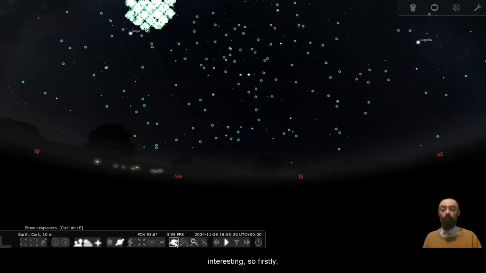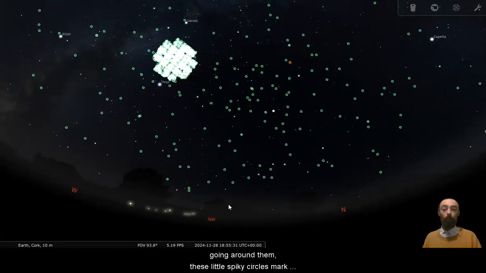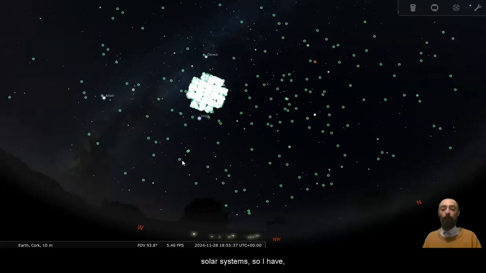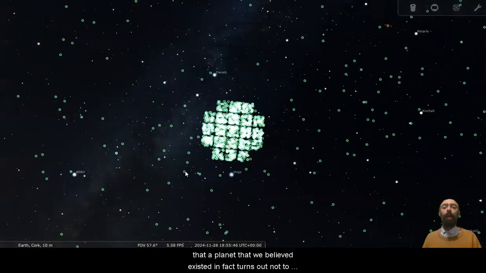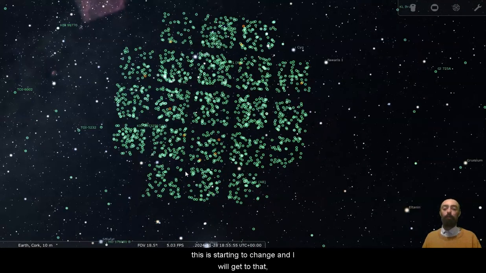So firstly, here we go. These are stars with planets going around them. These little spiky circles mark other solar systems, or at least other potential solar systems. There is a video from, I think, a few months ago now, not a very recent video, but in the past, I did mention that a planet that we believed existed, in fact, turns out not to have existed. For the vast majority of these planets, they haven't been directly observed. This is starting to change, and I will get to that.